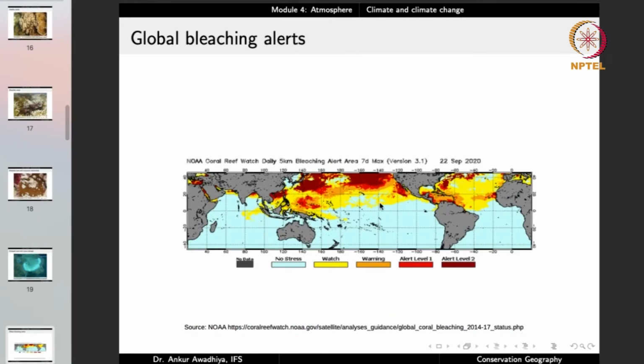And these days, if we look at where we are getting these threats, we'll find that we are getting them in a majority of areas. There are very few areas left that have no stress, but in most of the areas we are getting warnings or alerts for coral bleaching. Now, in this context, it is also important to know that corals are not found in very hot areas or in very cold areas. So essentially, we are only talking about the areas that have corals, and most of them are now facing a threat of bleaching.